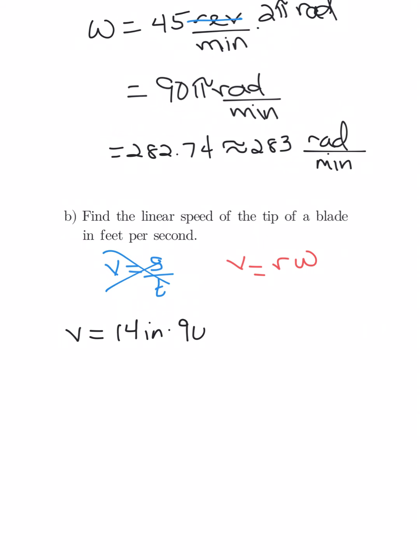So 90 pi radians per minute is our omega. Now, as soon as I take a unit of length times radians, radians are gone. I don't have to worry about that. So what I have right now is 14 times 90 pi inches per minute.